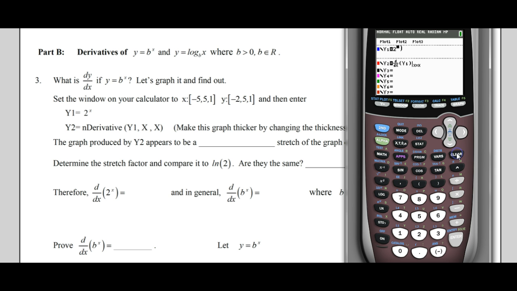All right, we're going to clear this, which I should have done in the first place. 2 to the power of x. Graph. All right, so there's 2 to the x, right? Very nice little exponential function. We all know what that looks like. And here's, in red. Why is the second one so slow?